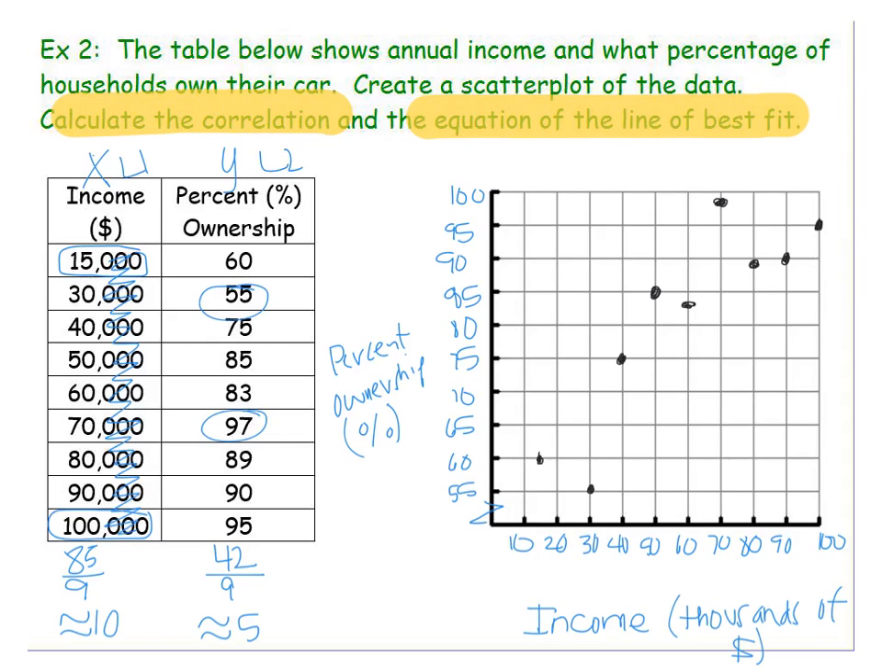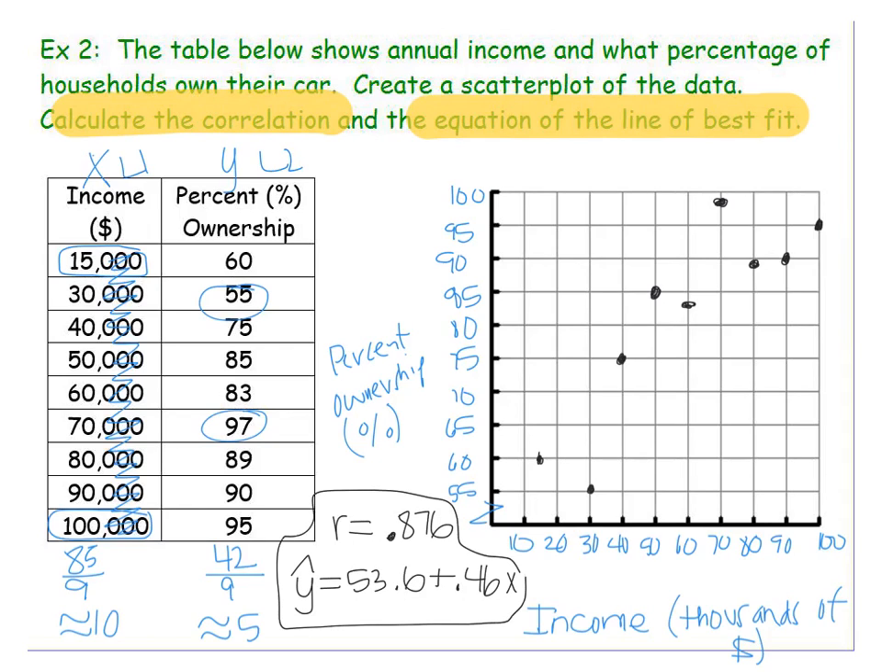And so the first thing we need is correlation, so that's our R guy. So your R value should be 0.876. Then we need to fill in our A and our B for our model. So since it's a model, it's y hat equals. Your A should be 53.6, and your B should be positive 0.46x. And those are the two pieces of information that we need. So that is our equation that we can use for modeling.